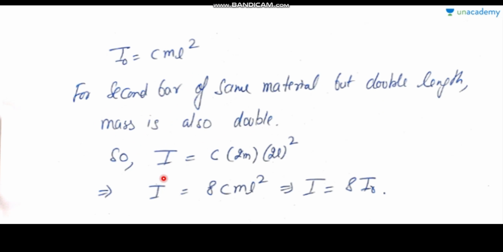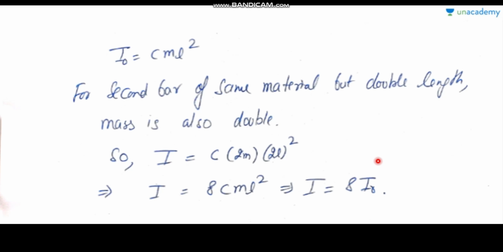Then the moment of inertia of that bar will be c. I replace m by 2m and I replace L by 2L. So it will be 2m into 2L square, and that will be 8 times cml square. So the moment of inertia will become 8 times. So keeping the material same, if we double the geometrical dimension of a thin bar, then mass will also double and therefore moment of inertia will become 8 times.